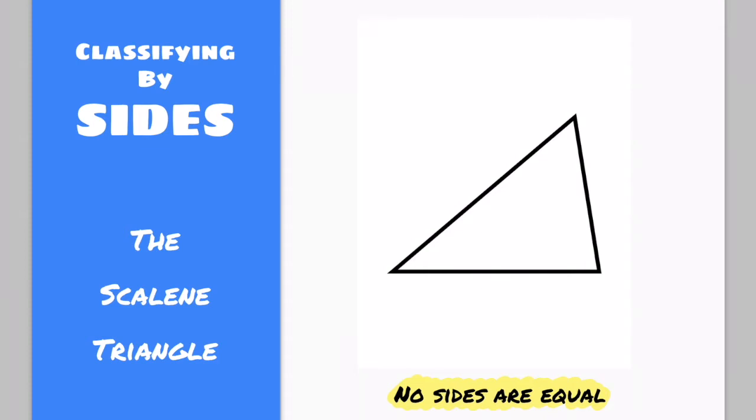It has all three sides equal. We see the isosceles, that means that two sides are equal. And then we see the scalene triangle, which has nothing the same. It is just a jack of all trades when it comes to the triangle. So these are just a quick overview of classifying triangles by sides.